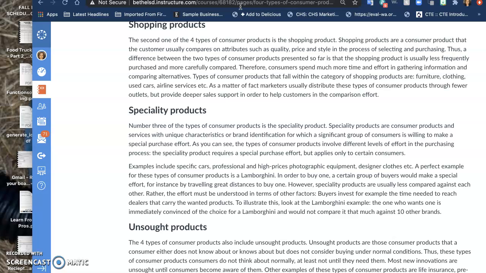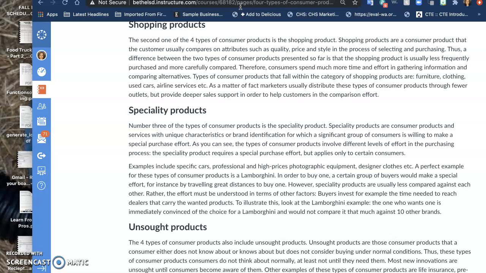For example, specific cars, professional and high-priced photographic equipment, and designer clothes are a couple of examples of these types of consumer products, such as a Lamborghini. In order to buy one, a certain group of buyers should make a special effort, for instance, by traveling great distances to buy one.